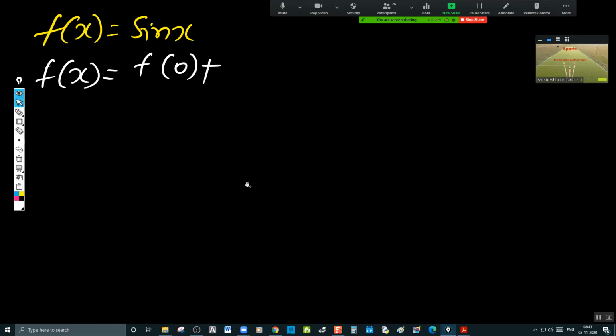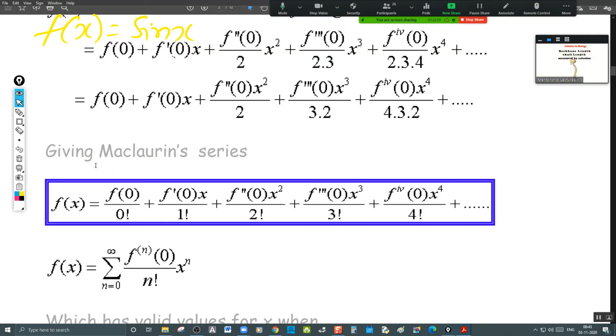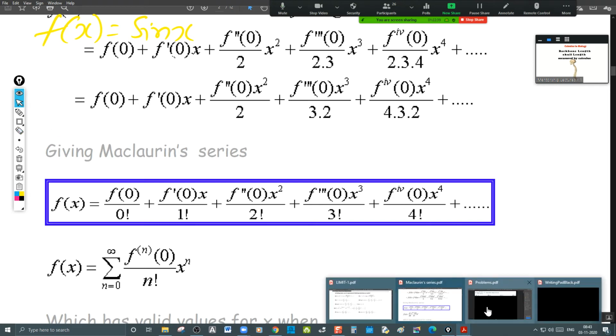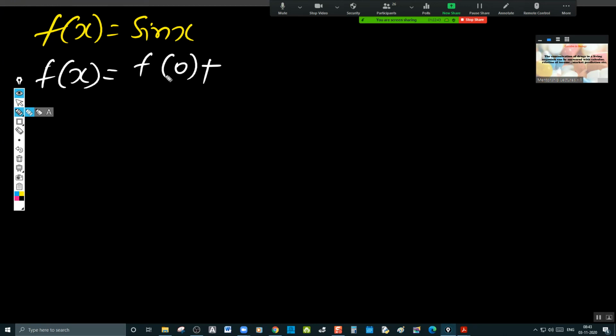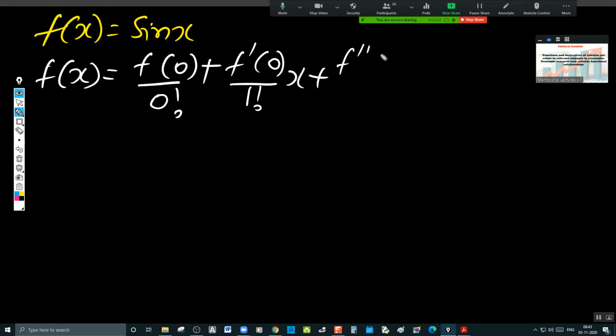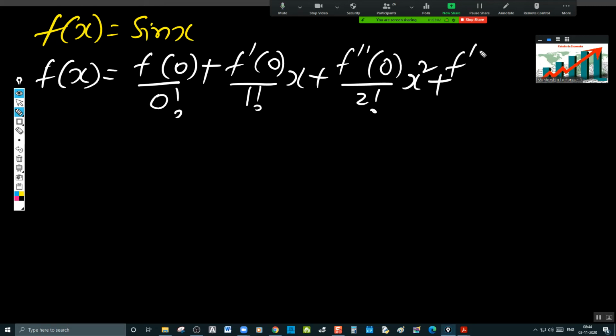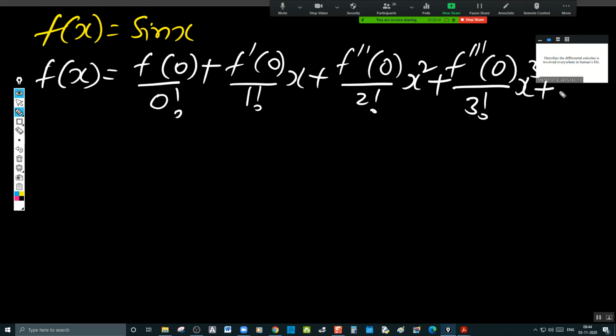Is it correct or not? I'm showing it again. f(0) by 0 factorial. Anyway, that becomes 1 only, that's why I did not write it. f(0) by 0 factorial plus f dash 0 by 1 factorial into x power 1 plus f double dash 0 divided by 2 factorial into x square. Order is the same. Plus f triple dash 0 by 3 factorial into x cube and so on up to infinity.